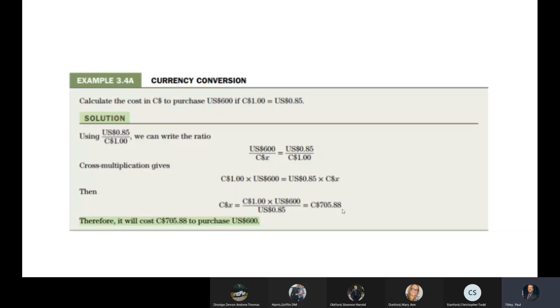And we ask ourselves in our mind, is that correct? Well, if we know that the US dollar is worth more than the Canadian dollar in this particular instance, we should get a number that is a little bit above 600.